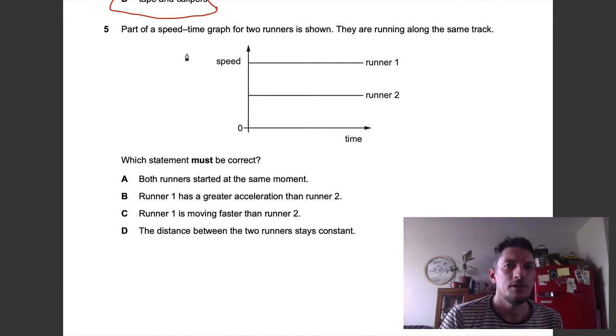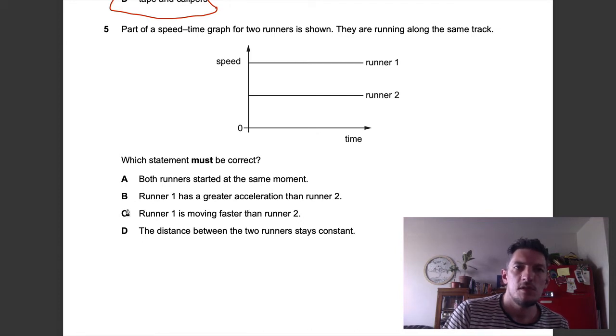Runner 1 has a greater acceleration than runner 2. That's also not correct, because acceleration is when you increase speed, or decrease speed, or change your speed. Now they're not changing their speed, so they're not accelerating. They're running at a constant speed, as you can tell, because their speed is flat. So not right.